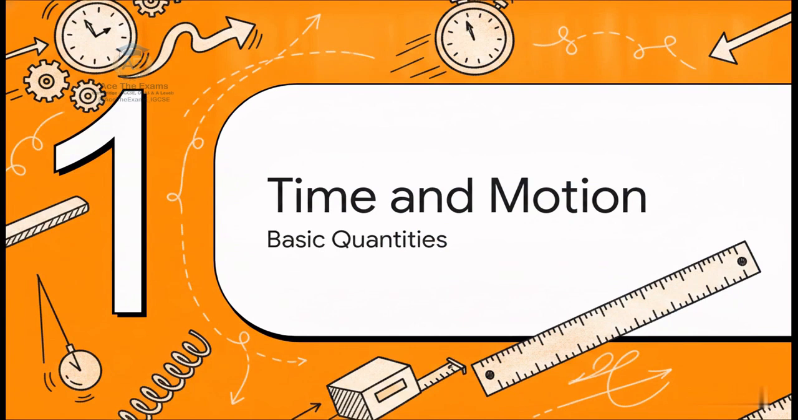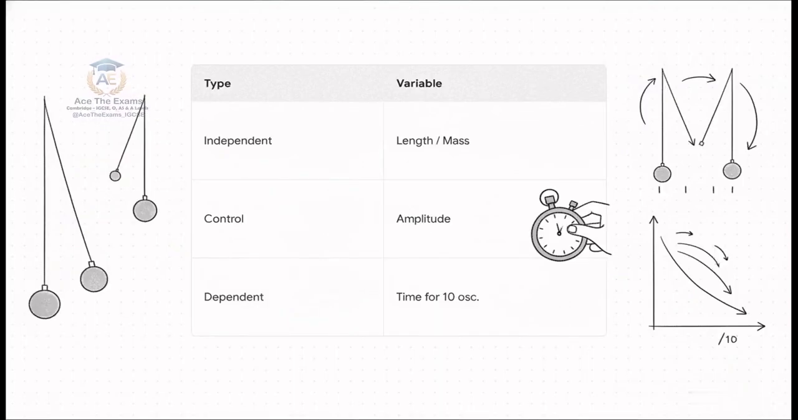Trial 1, the flow of time and motion, mastering the basic quantities. Now, what's really interesting about this slide is how the simple pendulum experiment is broken down into incredibly clear variables. In any physical trial, you absolutely must know what you're changing, what you're keeping exactly the same, and what you're actually measuring. So, if we're testing how the length of the string, or maybe the mass of the bob, affects the swing, those are our independent variables.